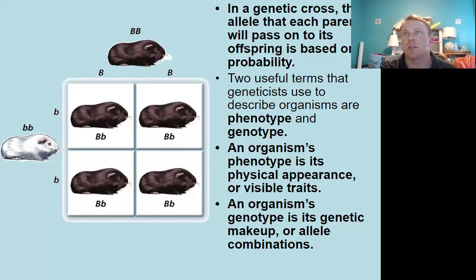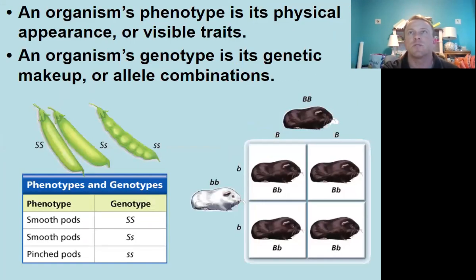In the genetic cross, the alleles that each parent will pass on are based on a probability. The two useful terms that geneticists use to describe the organism are phenotype and genotype. An organism's phenotype is the physical appearance or visible traits. The genotype is the genetic makeup of the allele combinations. Okay, phenotype is physical, you can see it. Genotype, you can't see. An organism's phenotype is its physical appearance and visibility. I just said that. I told you to write it the last time. Hopefully you did. An organism's genotype is its genetic makeup. I said the same thing last time. Make sure you have it down.